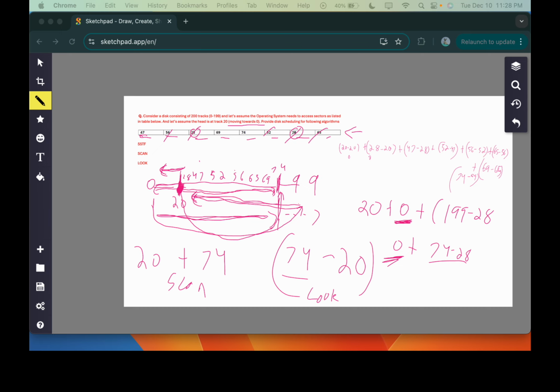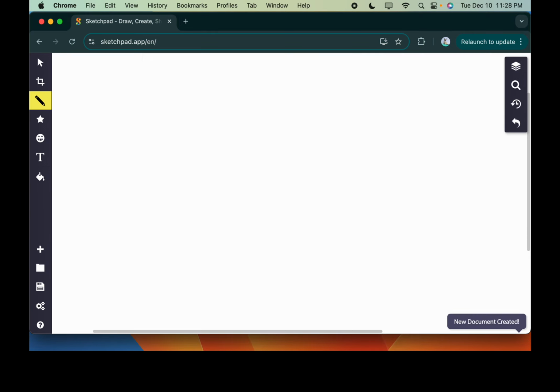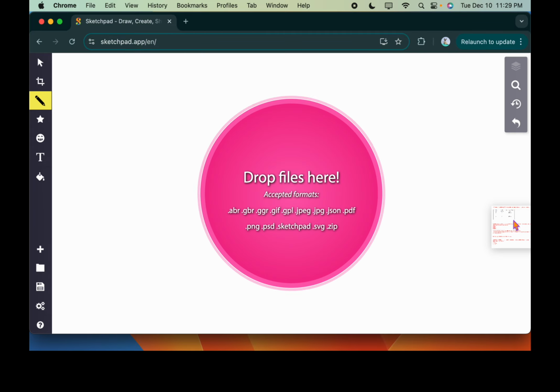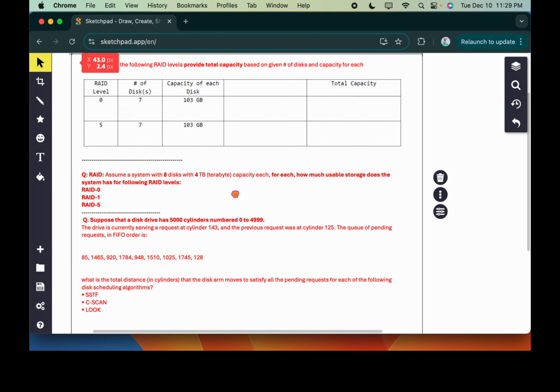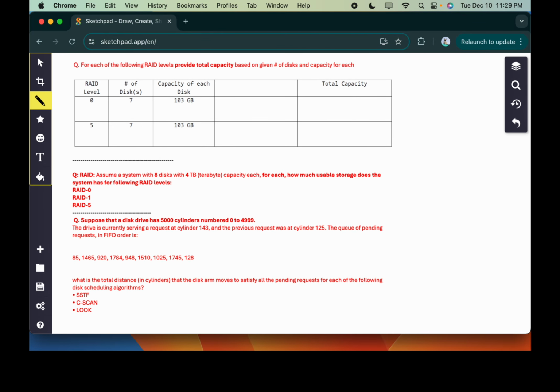Okay, next question. So we get a little bit more RAID now. For each of the following RAID algorithms, find the total capacity. Okay, total capacity and capacity for each.